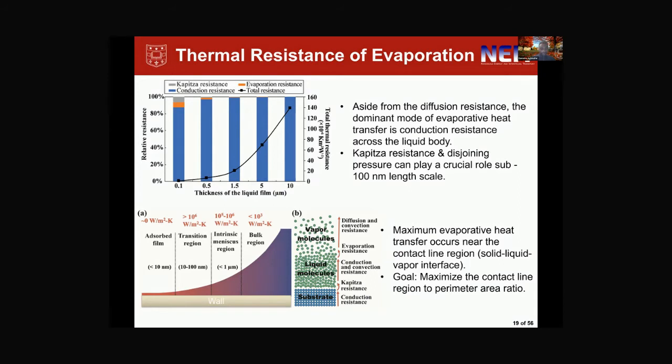And then, of course, in your bulk region, the least efficient evaporation occurs. And so really the idea here is that we want to maximize the evaporative heat transfer by increasing the contact line region, or the solid-liquid-vapor interface region. This is where most of the evaporative heat transfer occurs. And so therefore, we want to maximize the contact line region to wetted perimeter area ratio.